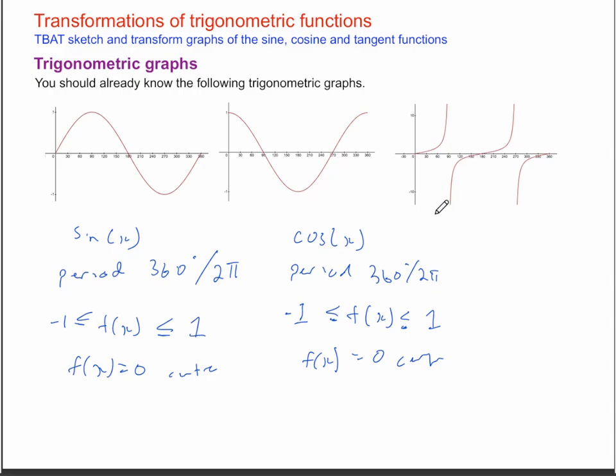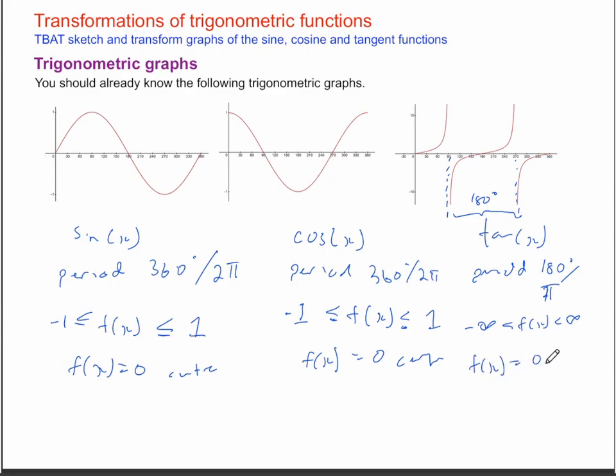The tan graph, as you can see, looks different as well. So for tan x, the period is not 360 degrees, it is 180 degrees instead, or you can call it pi. As you can see from here, 90 up to 270, which is 180 degrees. The range goes from negative infinity to infinity, and again the center line is 0.